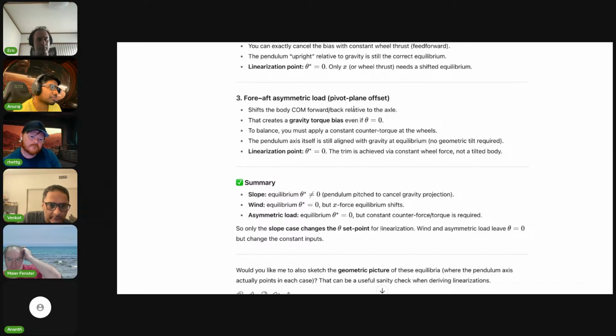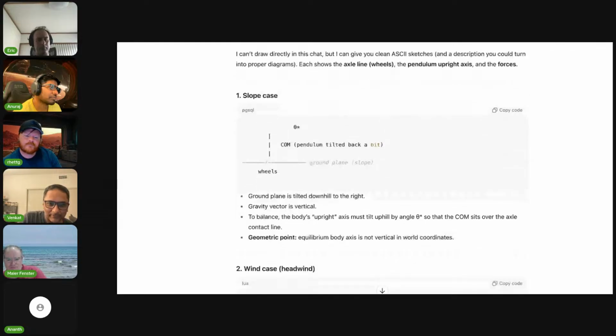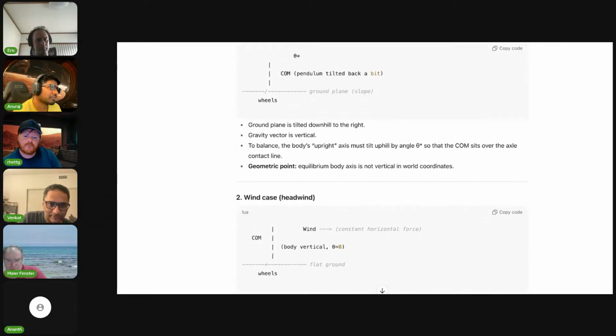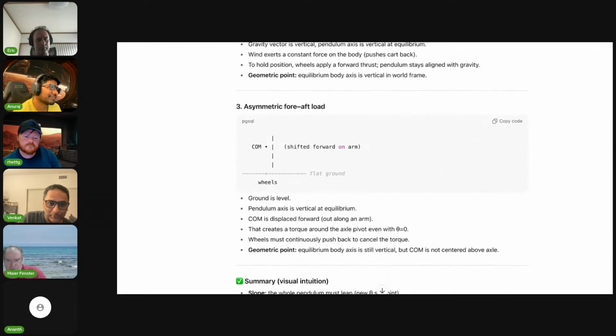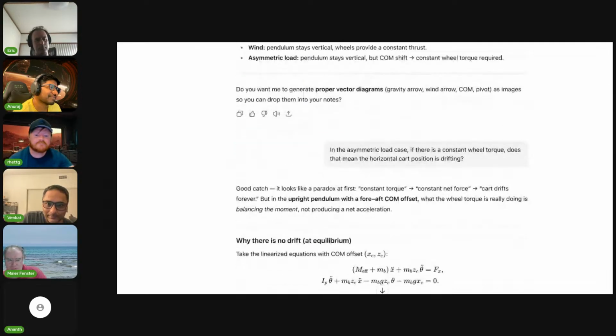Let's see, what else is worth looking at here? Slope keys. I tried to make it draw some diagrams. It sucked, so I gave up on that. So don't try to read these diagrams. They're terrible. All right, let's see.